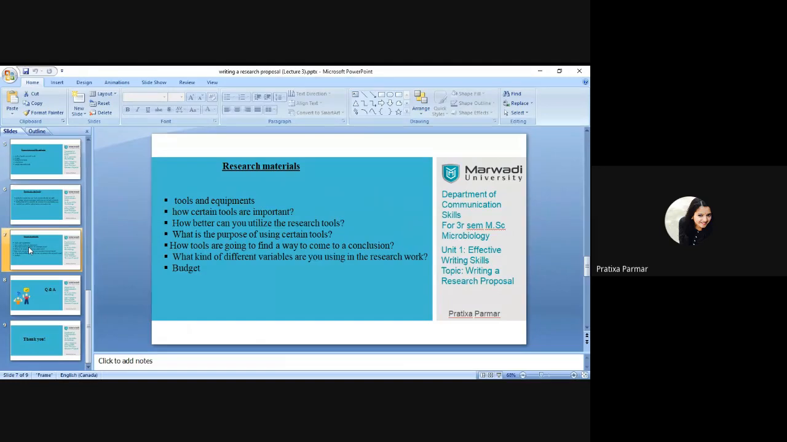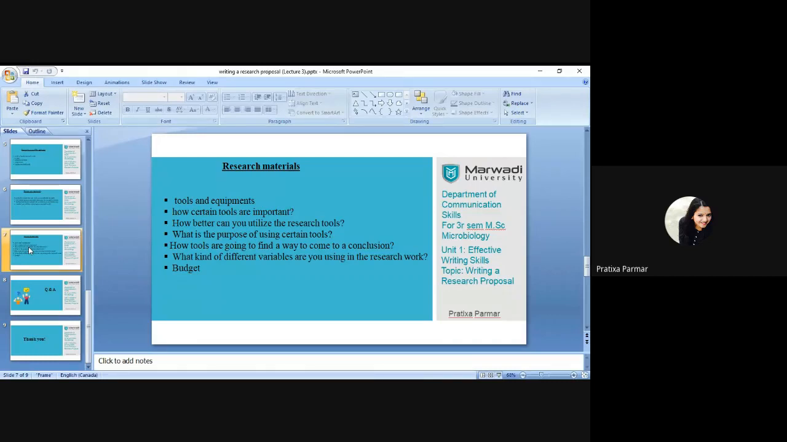Let's talk about research materials. Research materials means tools and equipments that you are using while doing the research. For example, to identify the appropriate vaccine for the COVID-19 disease, there are so many tools and equipments that we are using. Okay, so that's the part of the research thing.